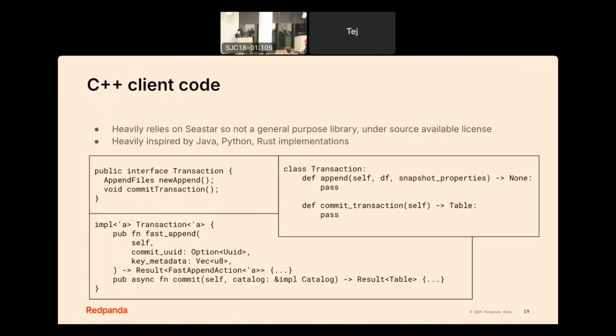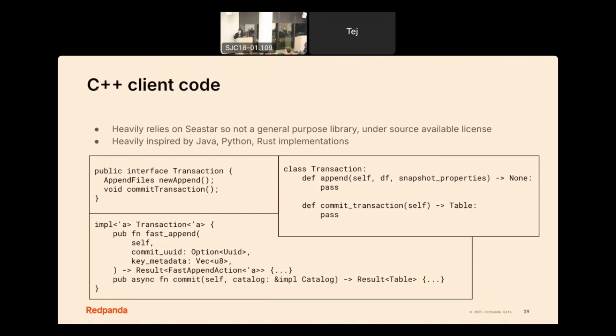Now, I did want to share a note about the C++ client code, that it's not quite a general purpose library, given it heavily relies on C*, our C++ framework, and various Redpanda-isms. And it's under a source available license, so you're able to look through the code, though do be mindful of the license. And as far as abstractions go, it's heavily inspired by the Java, Python, and Rust client implementations.